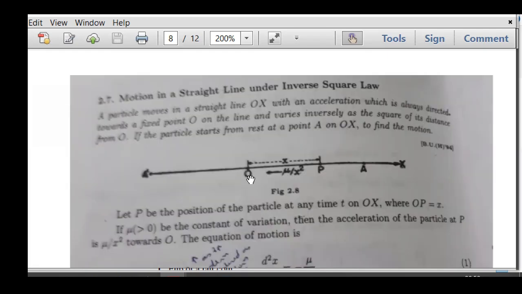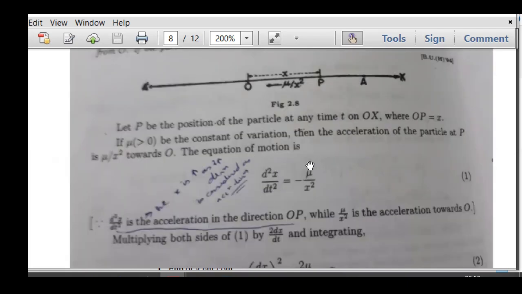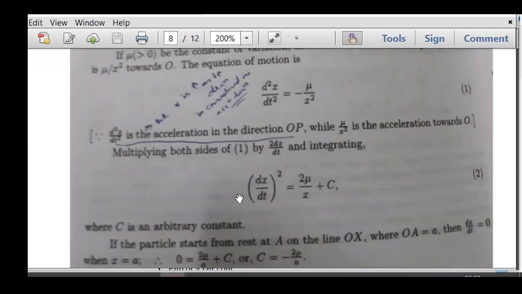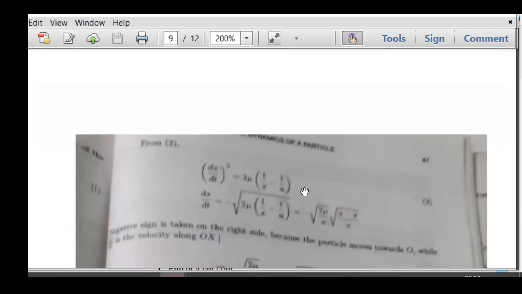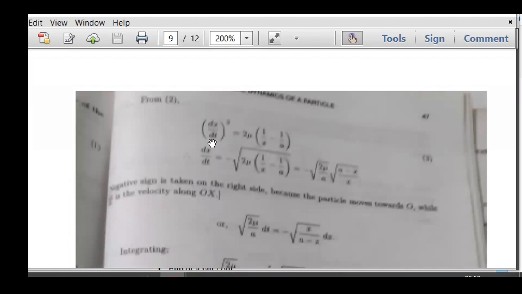This is the scenario, or this is the figure. Again, the fixed point or center of force is here. A is the initial starting point, OX is your initial line, and P is the position of the particle at any time t, and the law of force is mu by x square. So this is the equation of motion, and again you have to solve like this. If the particle starts from rest, then obviously at x equals a, dx dt equals 0. Putting all this in, you can get C back, and then you get dx dt whole square equal to this.